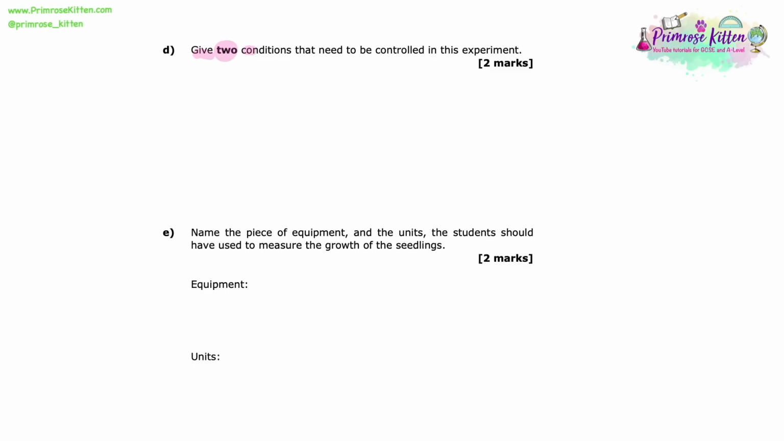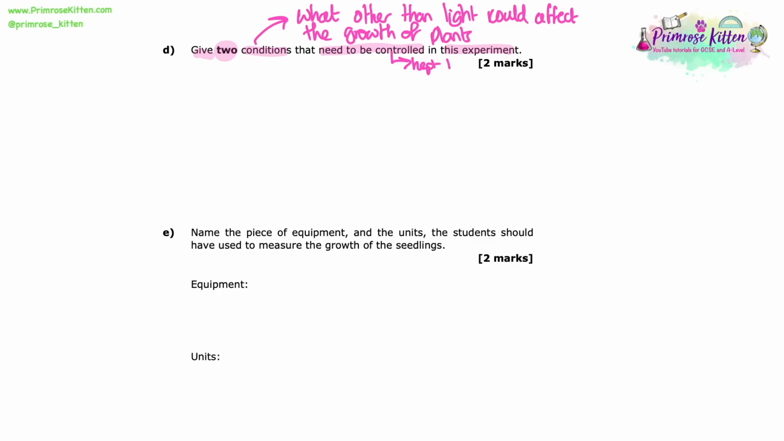Give 2 conditions that need to be controlled in this experiment. So light is obviously the thing that was being changed. So we can't talk about light because being controlled means it needs to be kept the same. So what else other than light could affect the growth of plants that we would need to keep the same? So think about the things that could affect photosynthesis or could affect the growth of the plant. So light, which we also know is the thing that was changed, so we can't say that.